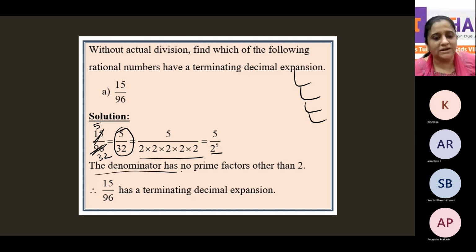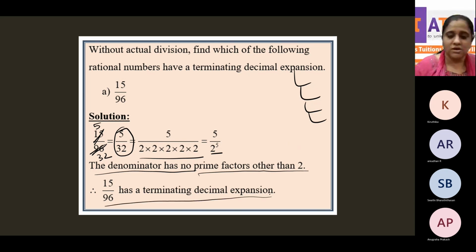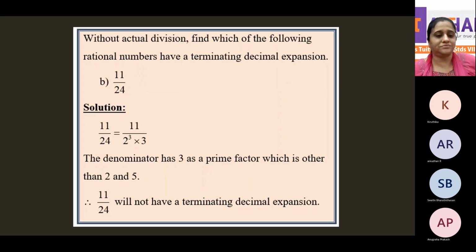So the denominator has no prime factors other than 2. Therefore, the given fraction has a terminating decimal expansion. When you see the next one, it's already in the simplest form.